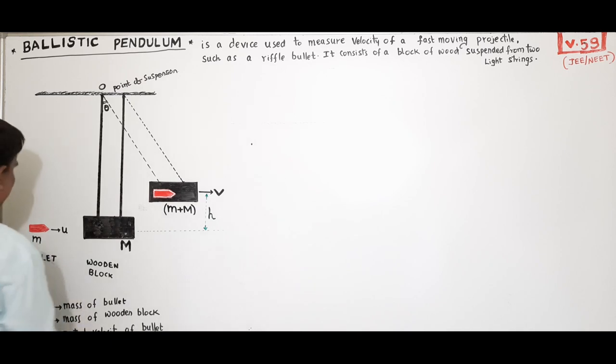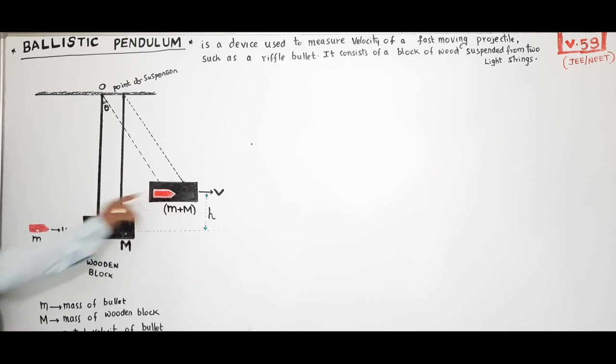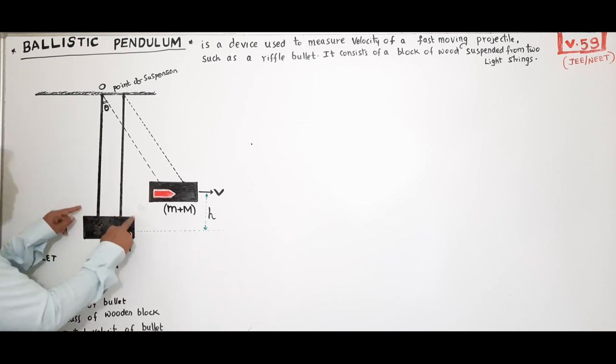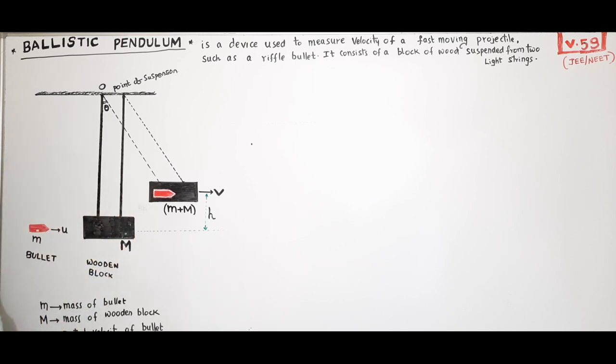Let us consider a bullet which is fired from the gun. Its mass is small. When the bullet is moving very fast, small m is the mass of the bullet, and small u is the initial velocity of the bullet. Initially, this wooden block is at rest. Its initial velocity is zero.